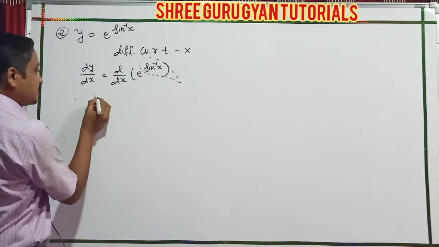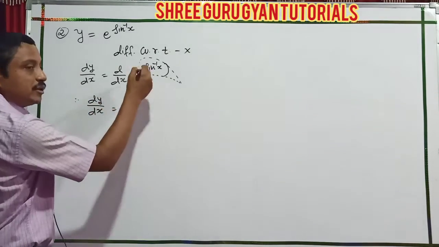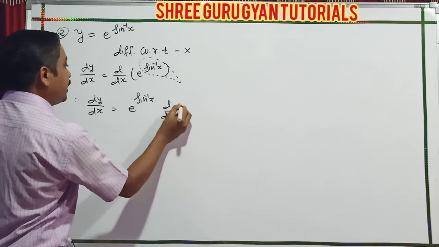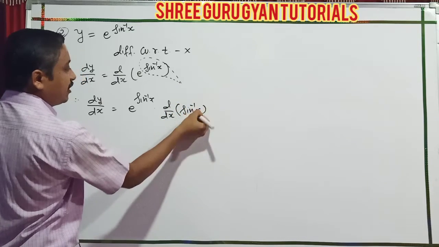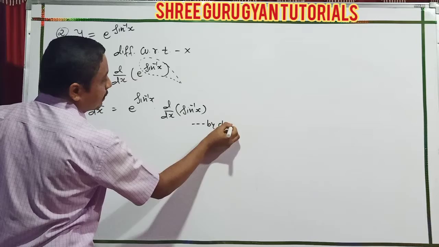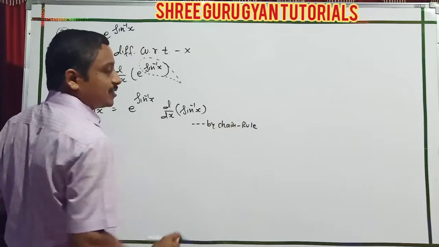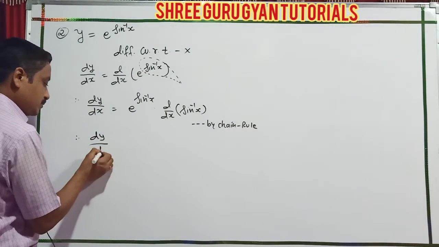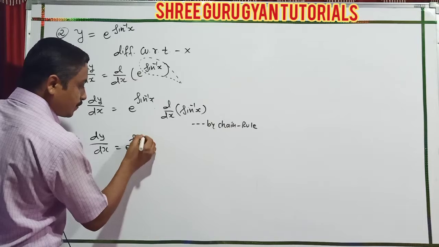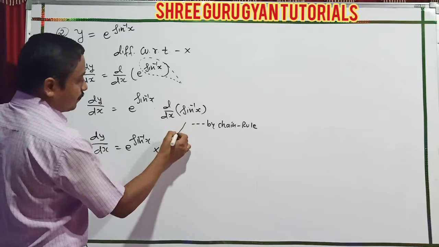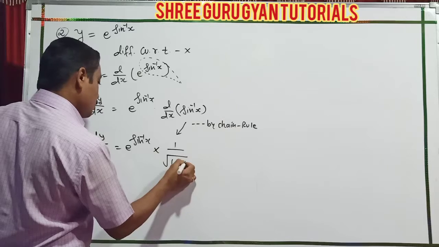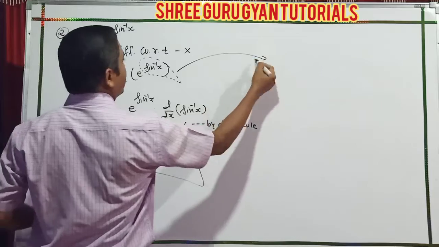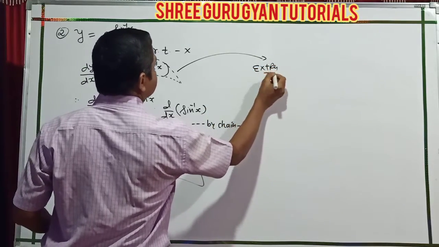So what is the dy by dx? The derivative of e raised to something is e raised to the same thing, and which derivative is pending? The derivative of sin inverse x is pending, by chain rule. Yes students, by chain rule. So what you get is dy by dx equals e raised to sin inverse x, and the derivative of sin inverse x is 1 upon under root 1 minus x square. We are done.